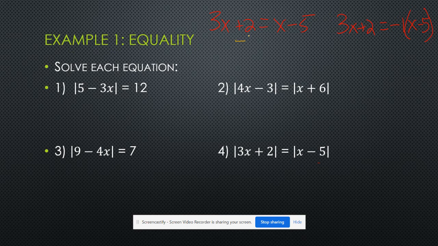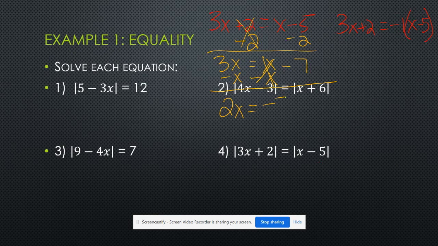So if I start over here on the left equation, we're subtracting 2 from both sides. And then I'm going to subtract the x over with its like term. And we have 2x is equal to negative 7. Our last step, divide by 2, and we have x is negative 7/2.